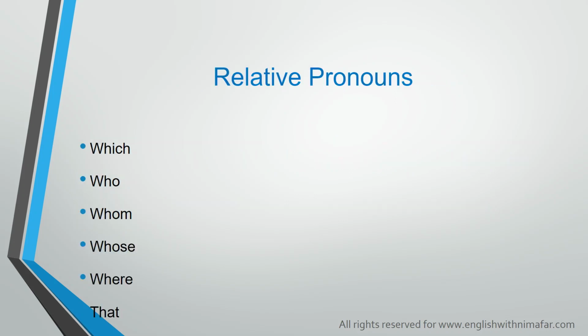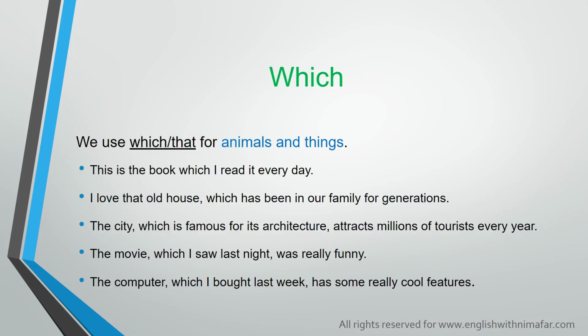Relative pronouns: we have which, who, whom, whose, where, and that. Which. We use which or that for animals and things. First, we use that as informal. We use it for which and who. We can actually easily replace it, but it's for informal sentences, and it's like spoken English.